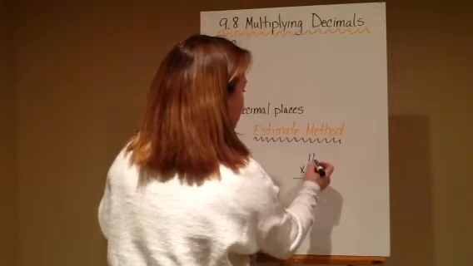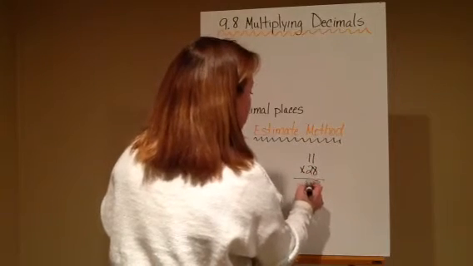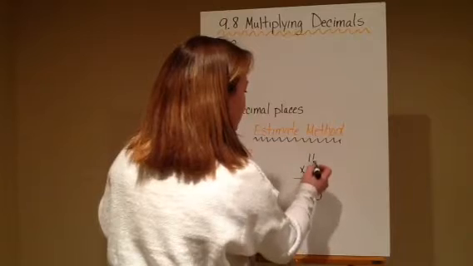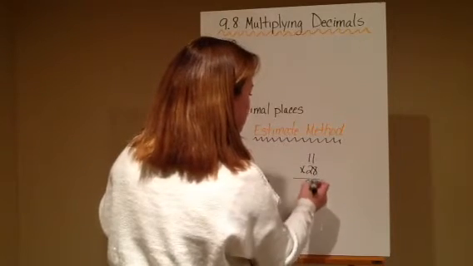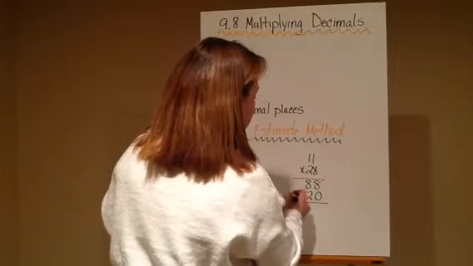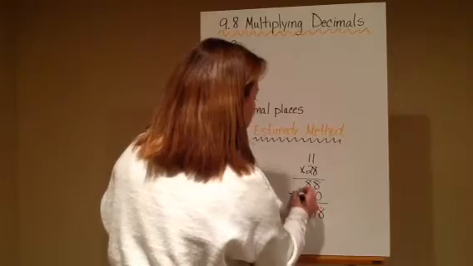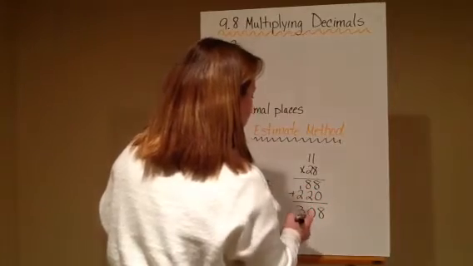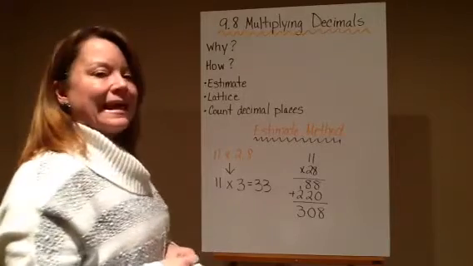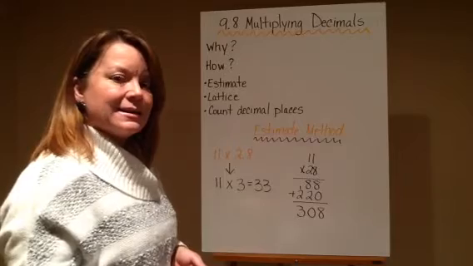So we're going to do 8 times 1 is 8. 8 times 1 is 8. Put my 0 to mark my spot. 2 times 1 is 2. 2 times 1 is 2. We add those up: 8, 10, and 3. Now I get 308 as my answer. Now remember, that doesn't have a decimal point in it.